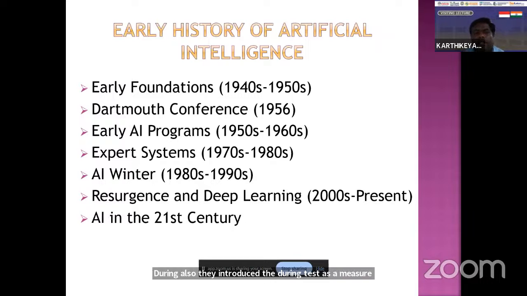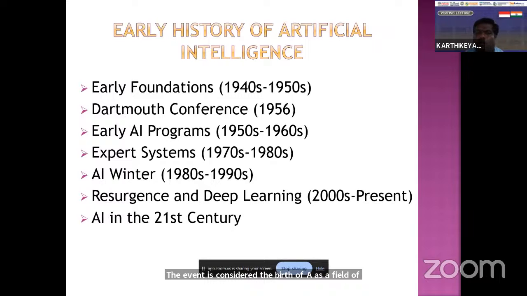And in 1956, Dartmouth Conference, the term artificial intelligence was coined at the Dartmouth Conference in 1956, where researchers gathered to discuss the potential of machines to simulate human intelligence. The event is considered the birth of AI as a field of study.